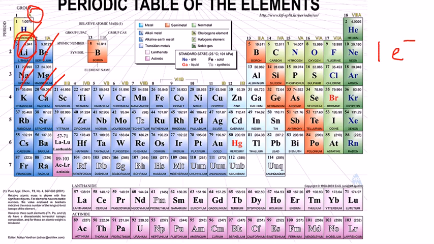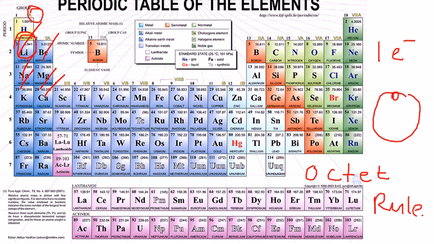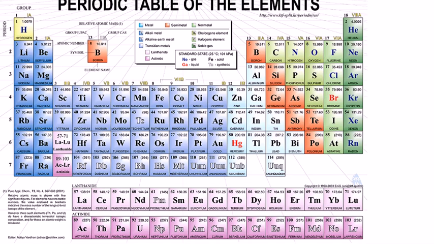And if you remember, I talked about something called the Octet Rule, that says that atoms are generally happy if they can get 8 electrons in their valence shell. Well, if you look at something like lithium over here, it only has that 1 electron, and for lithium to fill its valence shell, it can either acquire 7 electrons.